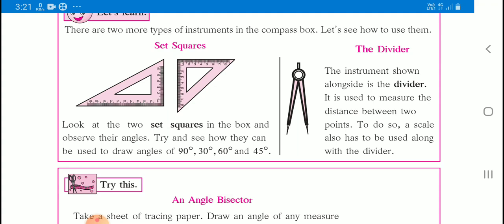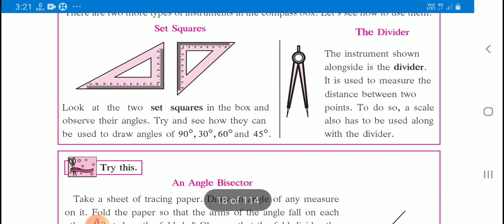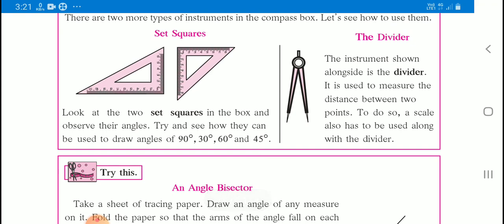Now next instrument from your compass box is the divider. It will contain two tips. Your compass contains just only one tip. Here two tips are there. The instrument shown alongside is the divider.